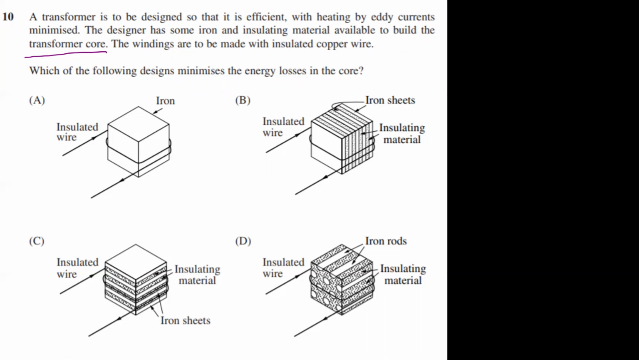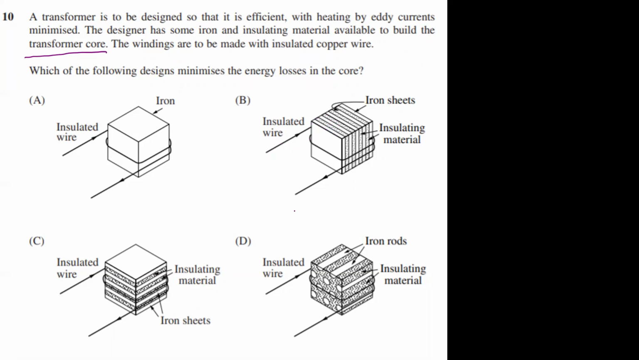A solid core loses energy as heat because it makes eddy current, so it loses a lot of energy. To overcome this problem, the core is actually made of very thin laminations, as you can see here. The idea is to minimize the size of the surface perpendicular to the magnetic field. If we minimize the size of the surface perpendicular to the magnetic field, we can minimize the amount of eddy current.